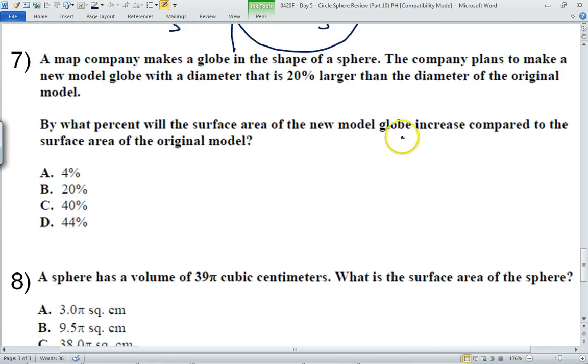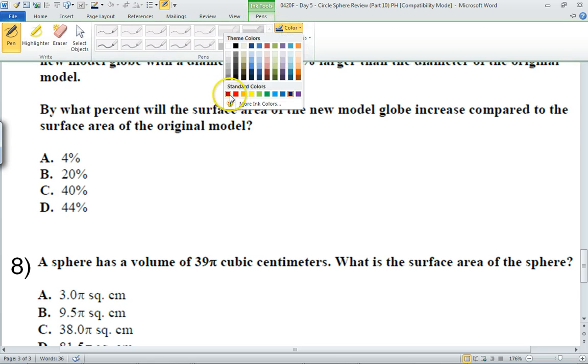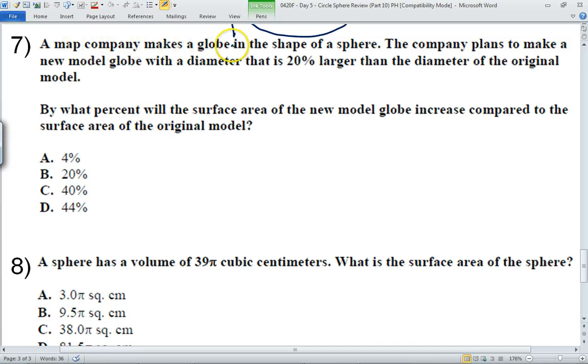Okay, now number 7 is similar to what we've been doing with the length, area, and volume changes, but these are worded slightly differently. Instead of talking about doubling or tripling, they're talking about increasing by 20%. They're using percentages. So watch how we handle that. Watch for the similarities and differences. Let's see, a company makes a globe in the shape of a sphere. The company plans to make a new model globe with a diameter that's 20% larger. By what percent will the surface area increase compared to the original?